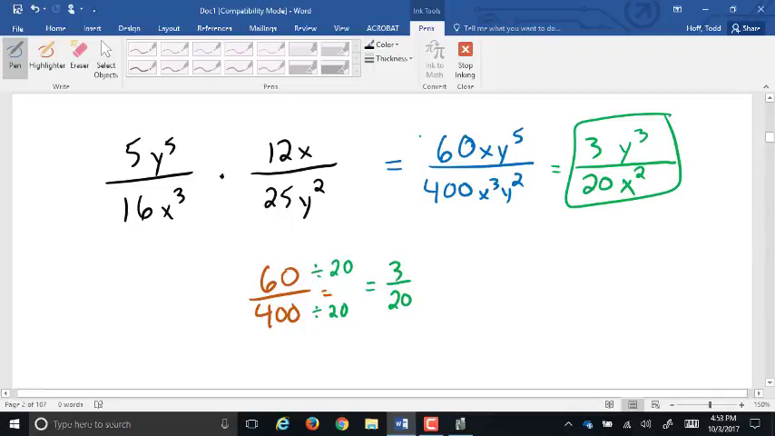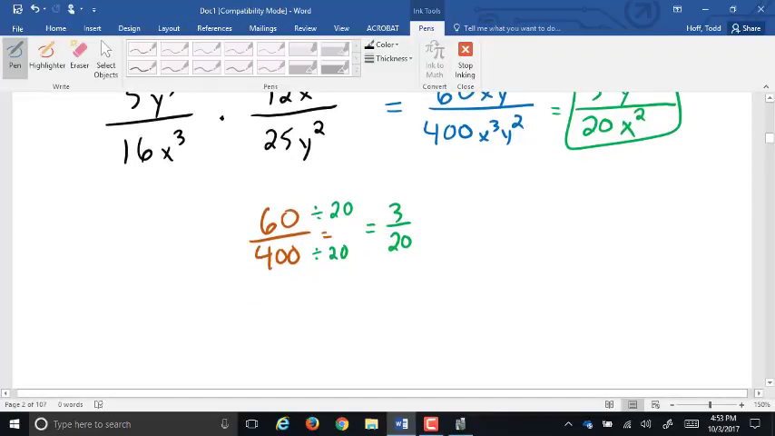Many of you will probably prefer to do it the way I've done those, just because some people find cross-canceling and stuff confusing, and even more so when we throw in the variables. But I do want to go back now and do this problem with cross-canceling.